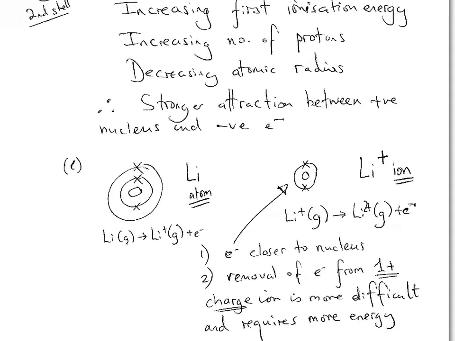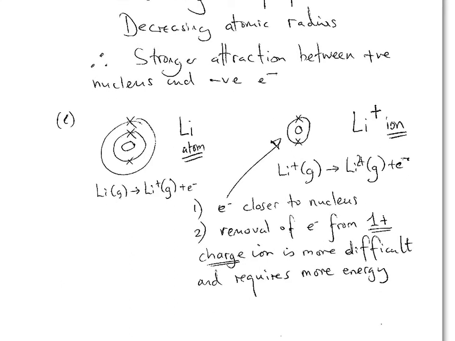Next, you're asked to think about why the second ionization energy of lithium is higher than the first ionization. Again, here are my diagrams to explain this. The lithium atom has got 2 shells of electrons. The equation for the first ionization energy is written here. Here's this lithium ion. This is the second ionization equation, so that's the process that's taking place to remove that second electron. So in this ion, the electron is closer to the nucleus.